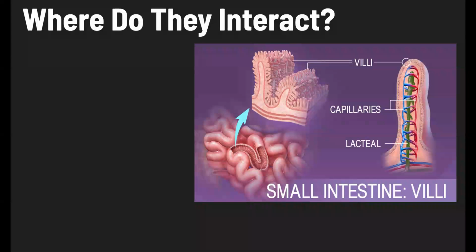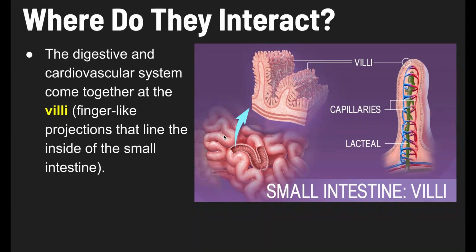Now, which components interact between those two systems? So in this picture, you see the small intestine, and the small intestine is going to play a really important role in this interaction. The digestive and circulatory system, or cardiovascular system, come together at these things called villi. Now, what is a villi? A villi is a finger-like projection that lines the inside of the small intestine.